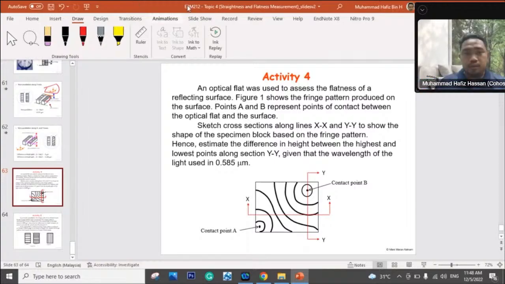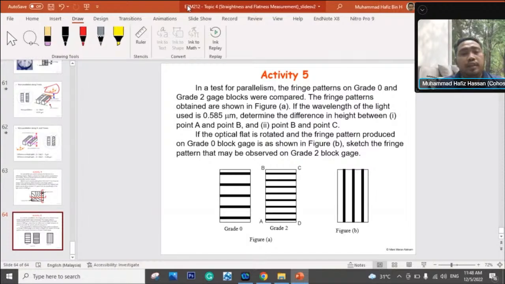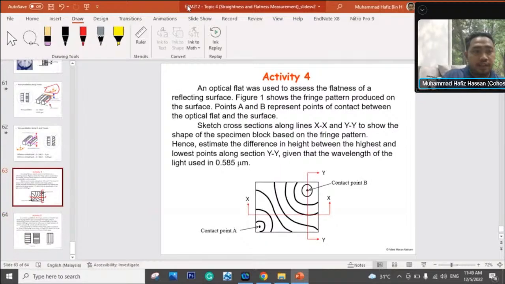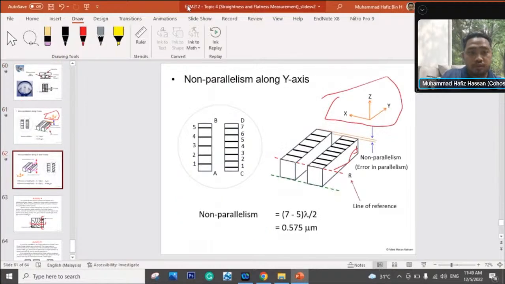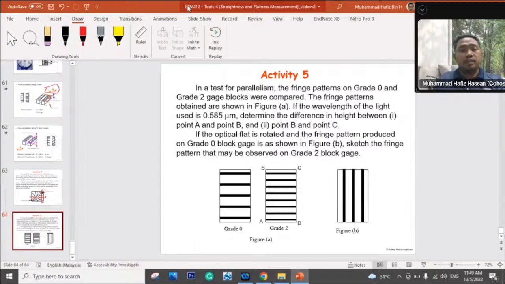Okay, next we go to the second activity. In the test of flatness, the fringe patterns on the grade 0 and grade 2 blocks were compared. You can see they have a grade 0 and a grade 2. This is, of course, the test piece and also the standard block, same like this. You can see here a reference gauge block and also a test block, grade 2. So which is 0 and which is 2? Of course, 0 is the left side and 2 is the right side.